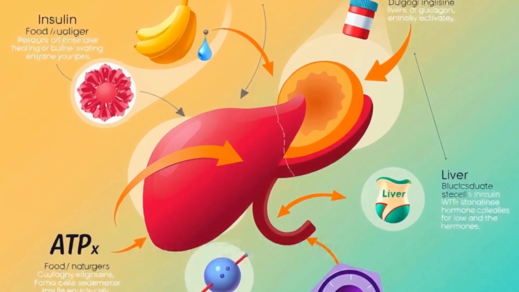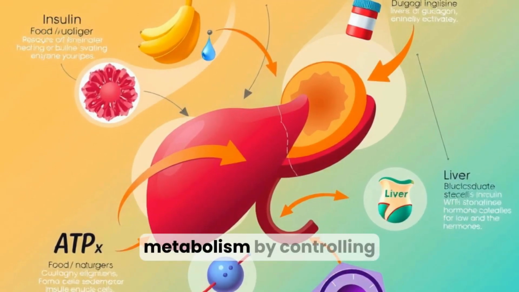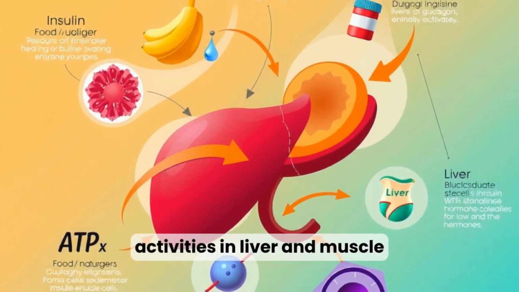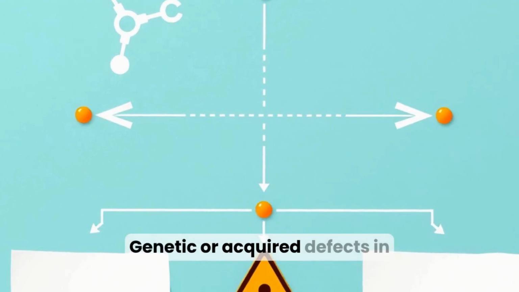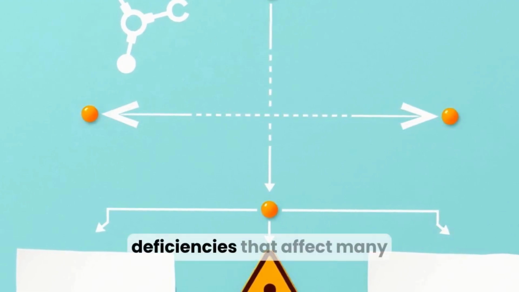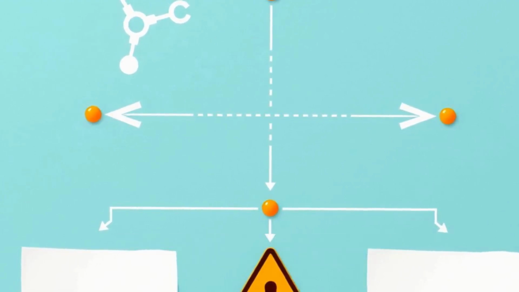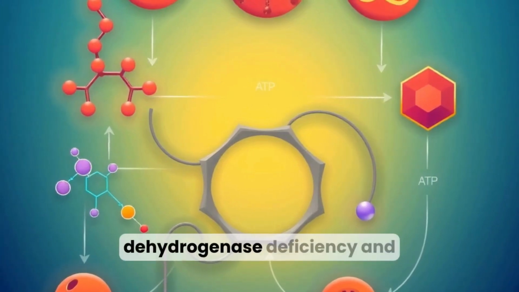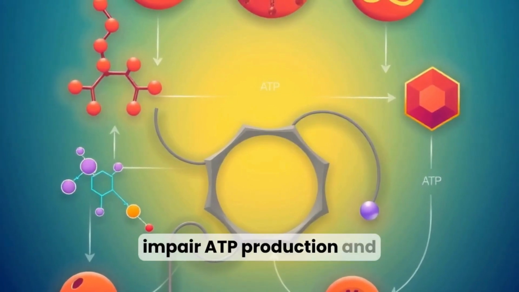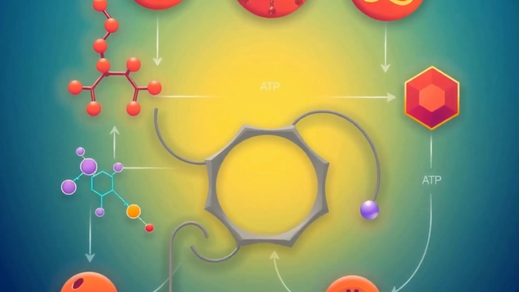Hormones like insulin and glucagon regulate carbohydrate metabolism by controlling glucose uptake and key enzyme activities in liver and muscle. Genetic or acquired defects in these pathways can lead to metabolic diseases and energy deficiencies that affect many tissues. Examples include pyruvate dehydrogenase deficiency and mitochondrial disorders that impair ATP production and cellular function.